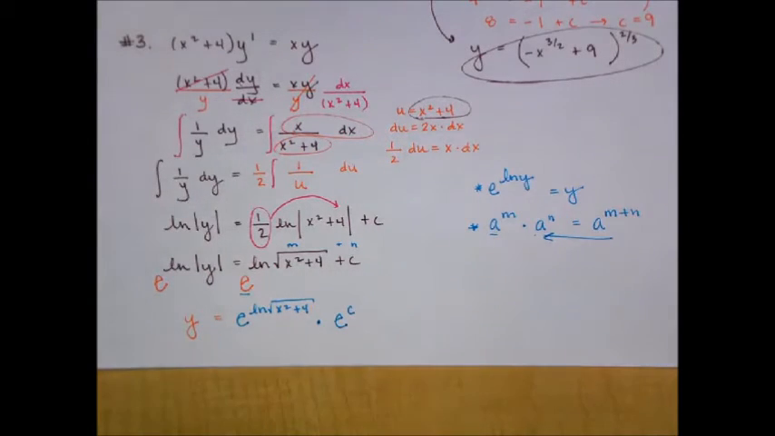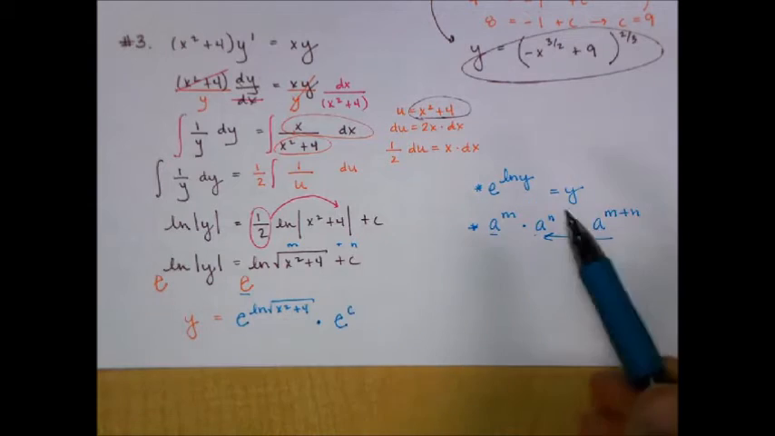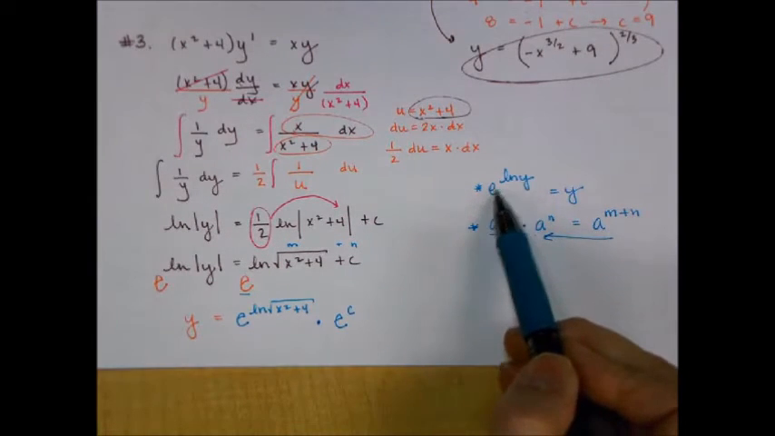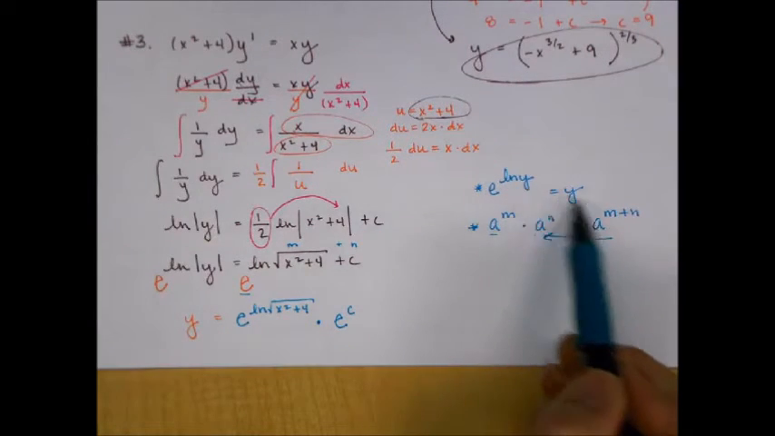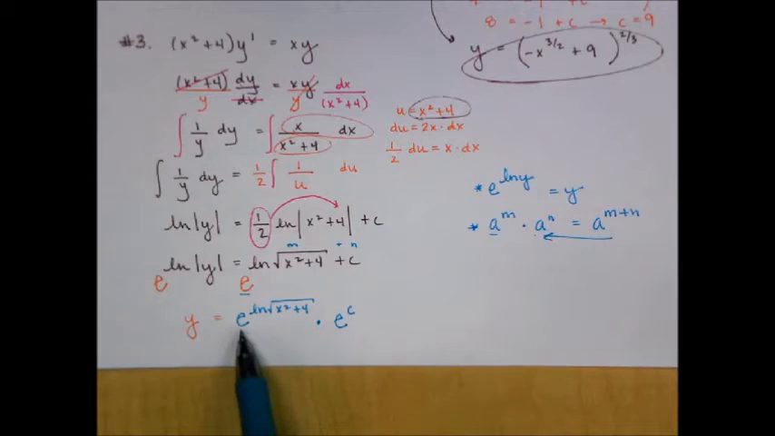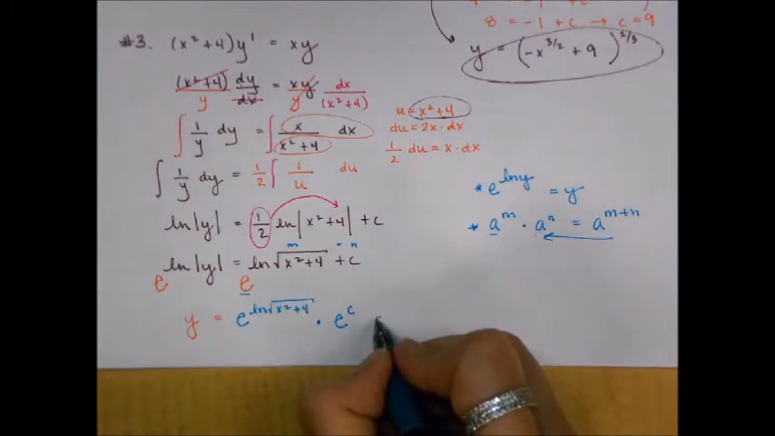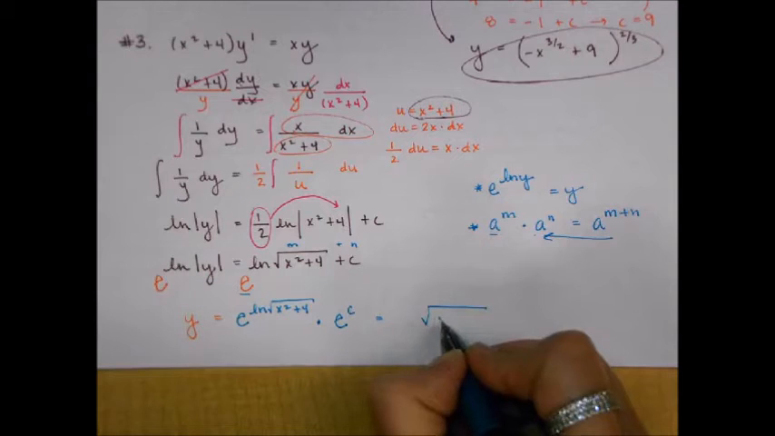e to the power of a natural log, they undo one another. The stuff in the log is what it simplifies to here. So that means this term right here is just going to undo one another and leave behind the root of x squared plus 4. So it's times e to the c.